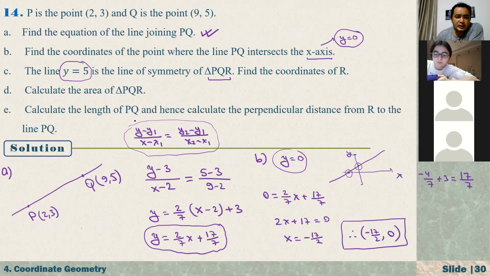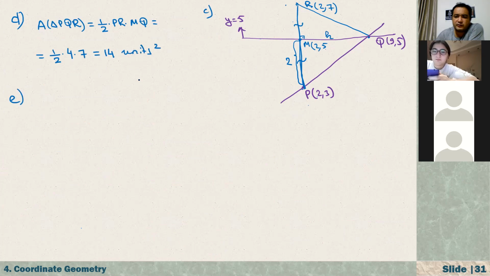Calculate the length of PQ and hence calculate the perpendicular distance from R to the line PQ. So distance from R to the line PQ. And this is PQ, right? It says the perpendicular distance from R to PQ. So we are talking about this distance, right? This one. That is a perpendicular distance from R to PQ. So in the question, it says that first we need to find the length of PQ. And let's say this point is capital H.